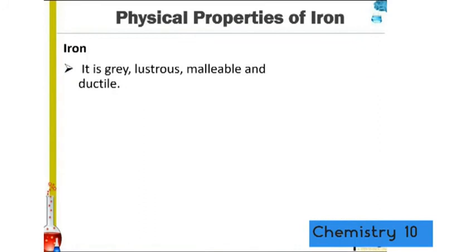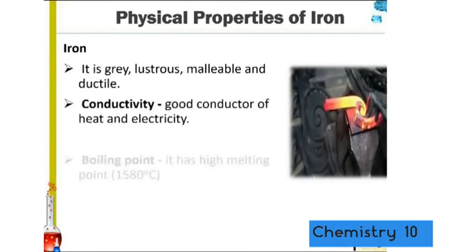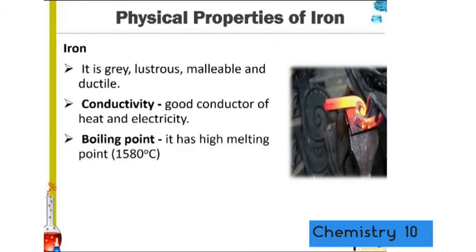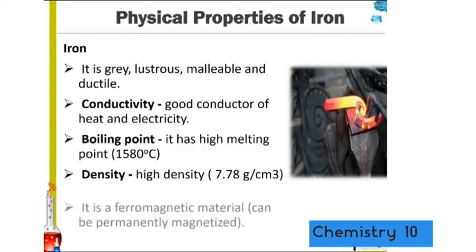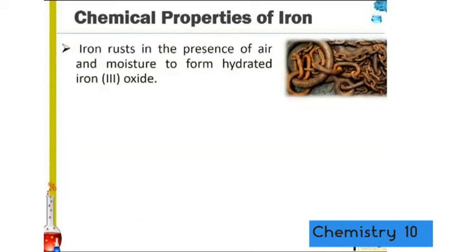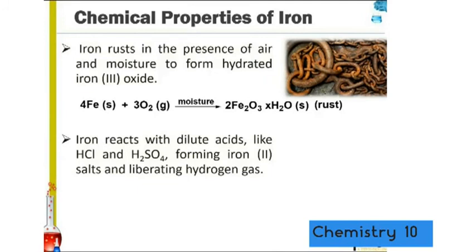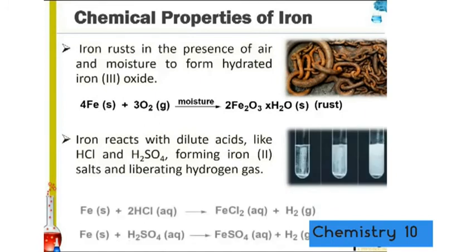Overall, iron is a gray, lustrous, malleable, and ductile metal that is a good conductor of heat and electricity. It has a high melting point of 1,580 degrees Celsius and a fairly high density. It is a ferromagnetic material, meaning that it can be permanently magnetized. Iron is also fairly reactive and will rust in the presence of air and moisture to form hydrated iron(III) oxide. Iron will also react with dilute acids, forming iron(II) salt and liberating hydrogen gas.